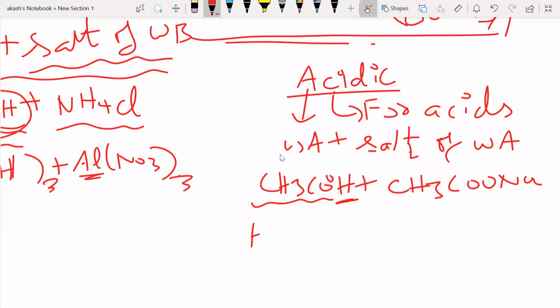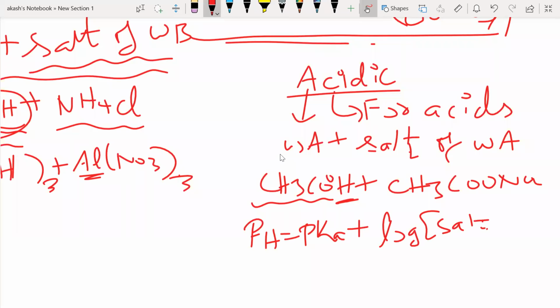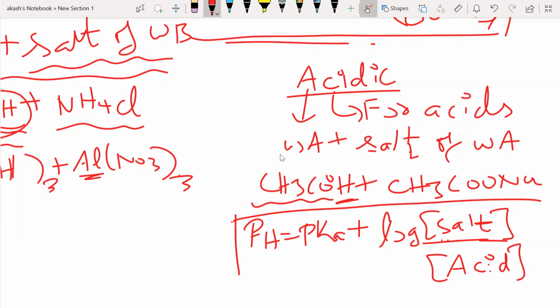Next, I'll directly give you the pH. Now, remember last time it was pOH. In this case, it's going to be pKa plus log of salt concentration divided by the acid concentration. Simple again, one more formula. Okay, right. Now that's it.